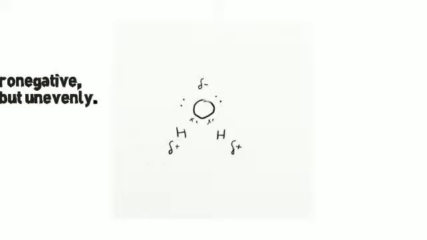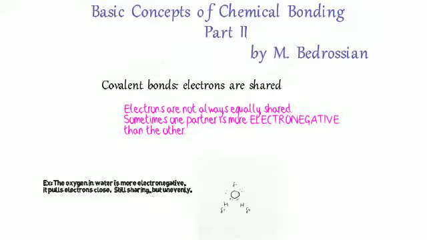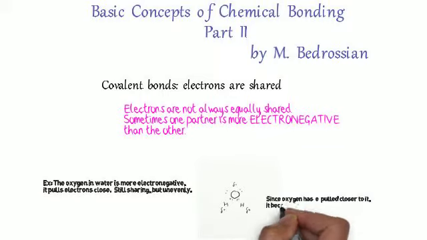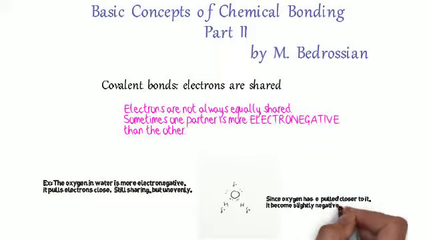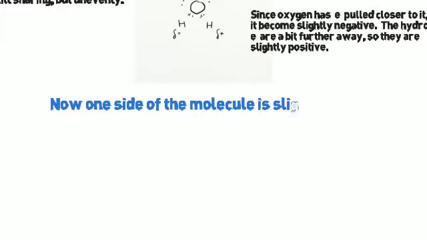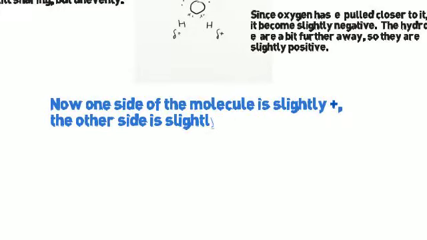Those little squiggly marks there mean slightly negative, slightly positive. So since oxygen has electrons pulled closer to it, it becomes slightly negative on that side. And the hydrogen's electrons are a bit further away, so they're considered to be slightly positive over there. So now one side of the molecule is just a teensy bit positive and the other side's a teensy bit negative. And you probably recall this is known as being polar.